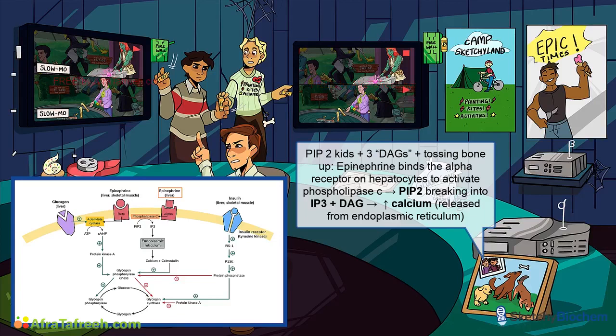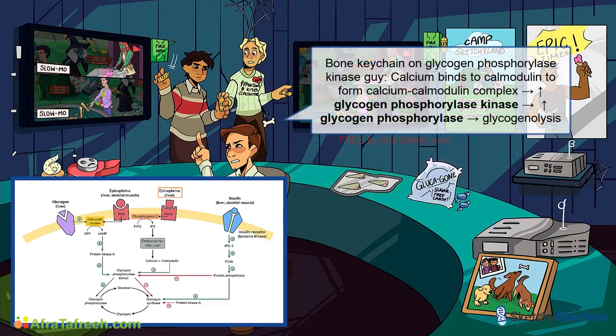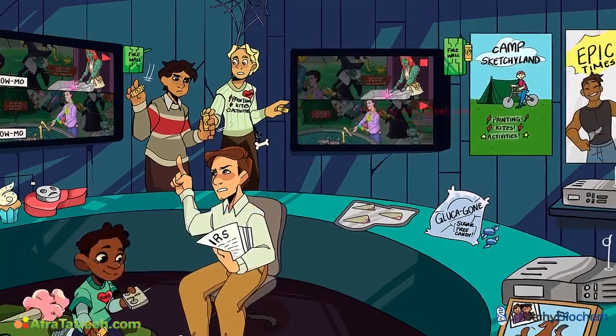IP3 diffuses into the cytosol and binds to the IP3 receptor on the endoplasmic reticulum, which results in the release of calcium into the cytosol. Yeah, who's your good puppy? Playing catch with your bone. Calcium will then bind to calmodulin to form the calcium-calmodulin complex, which activates glycogen phosphorylase kinase. Glycogen phosphorylase kinase will subsequently activate glycogen phosphorylase, and we break down glycogen once more.